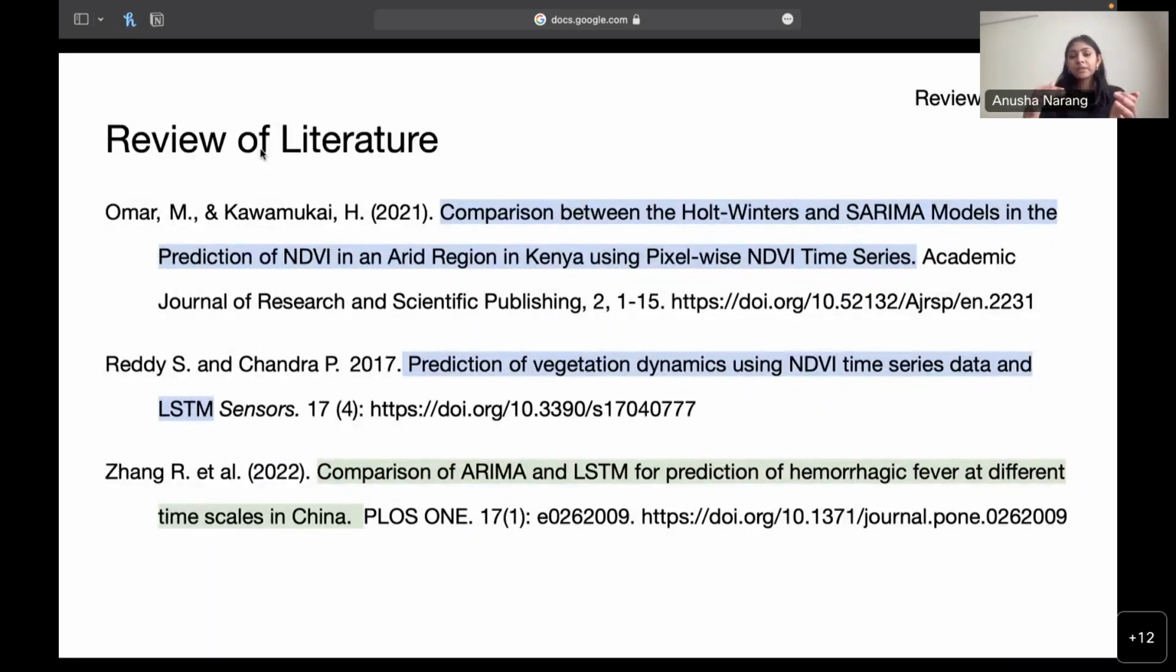These next 2 articles I used particularly for my methods and materials. So the first one I used for creating my SARIMA model. The second one I used for creating my LSTM model. And then this last article has to do with a different sort of problem. It's about predicting a certain type of fever. However, it does compare a specific type of SARIMA model and an LSTM model. And so I used it to figure out why my discussion or my results ended up the way that they did.